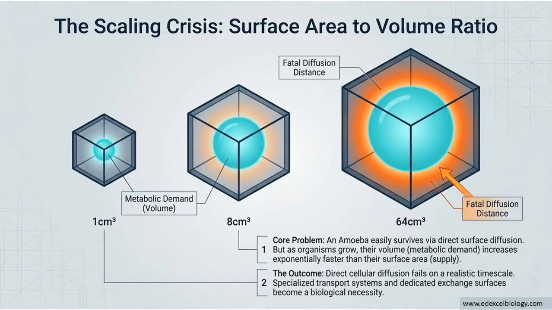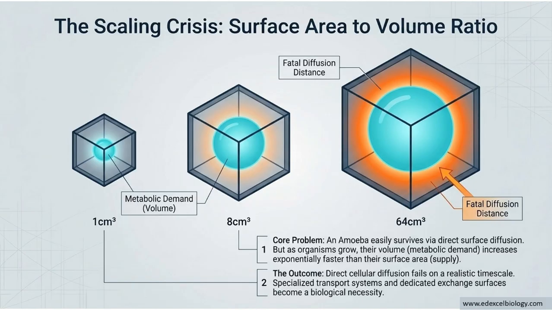But an organism of our size faces a really critical geometric problem. As an object grows, its volume increases cubically, while its surface area only increases squarely. So our surface area to volume ratio drops off a cliff. Yes. Humans have a massive volume of metabolically demanding tissue, but a relatively tiny outer surface area.